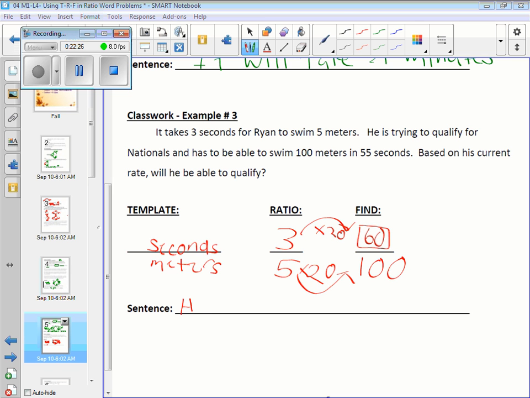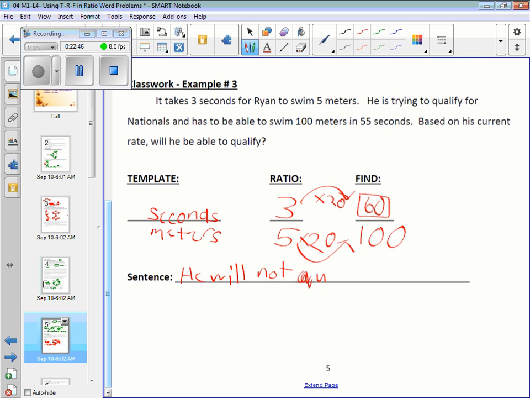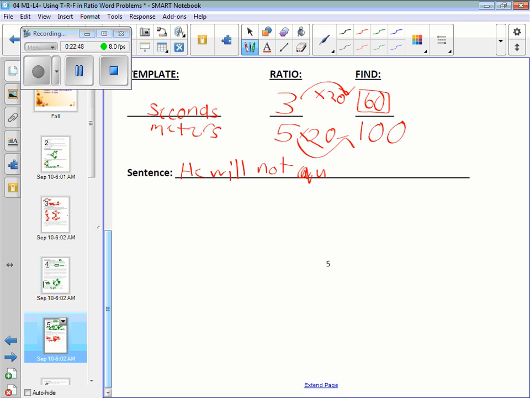All right. He will not qualify because he is 5 seconds late. That's exactly the way you want to write it. It's 5 seconds too slow. He's got to speed up the pace. Here, let me extend it for you so you're not blocked by your shadow. There. Qualify.